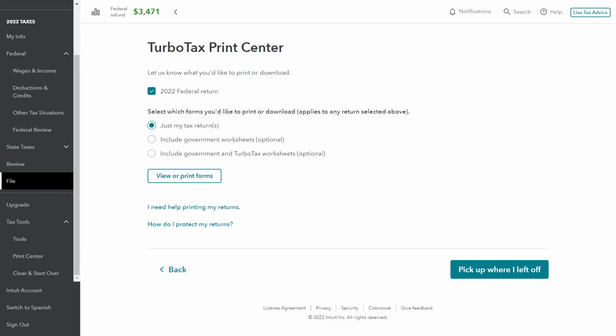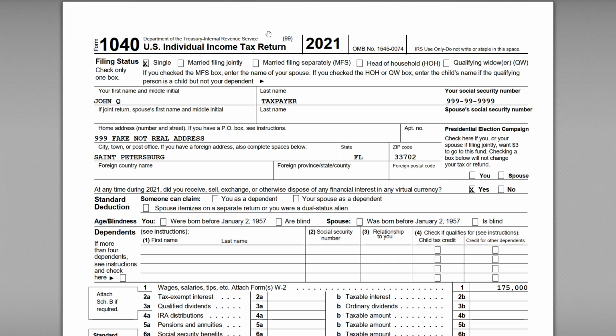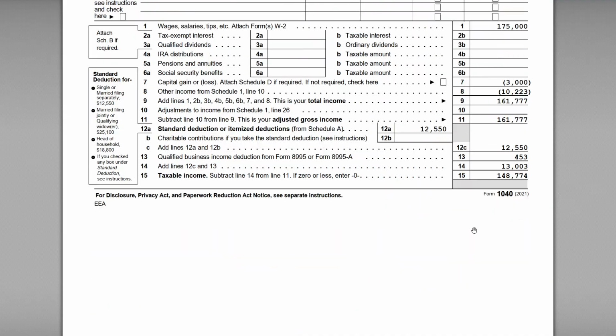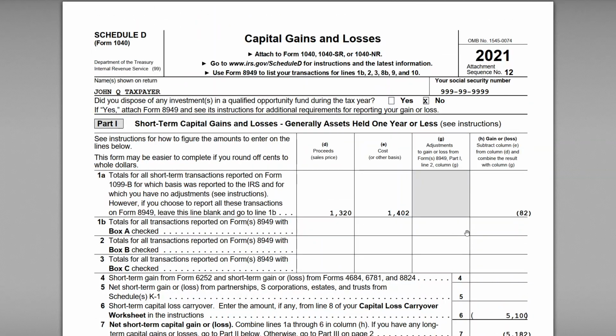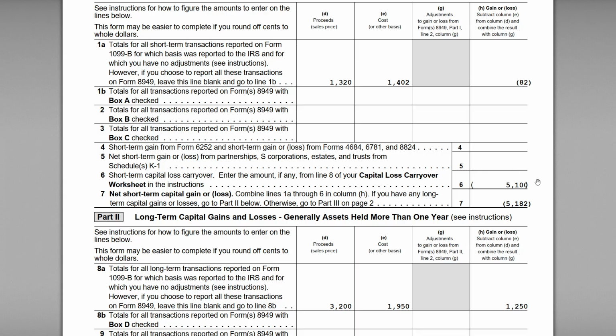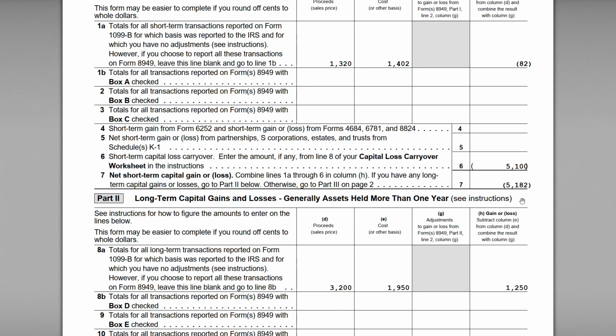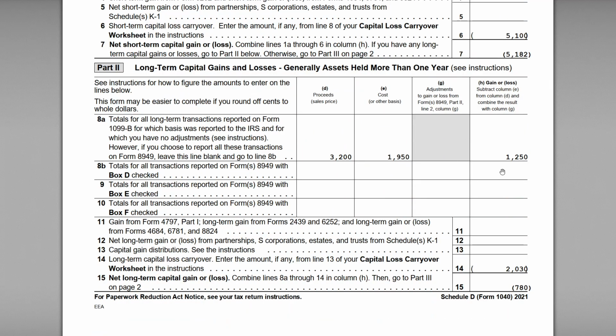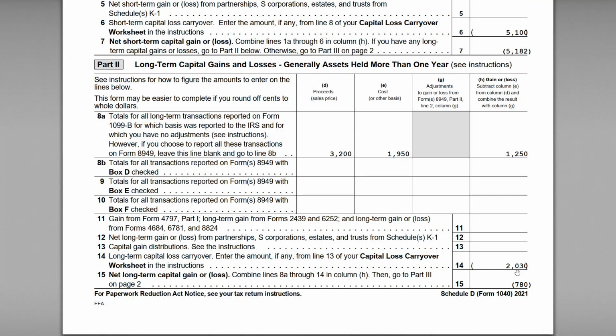Now, if we go to John's 2021 return, I'll show you the relevant pieces that we need to be mindful of. So we have his 2021 tax return in front of us. If we scroll down to Schedule D, here are his capital gain or loss transactions from last year. Last year he had $82 in short-term capital loss, and he had an existing $5,100 carryover from 2020 and prior. So his overall net loss was $5,182. And then down here we have some long-term capital gains for the year at $1,250, and then he had a $2,030 long-term capital loss carryover from the prior period.